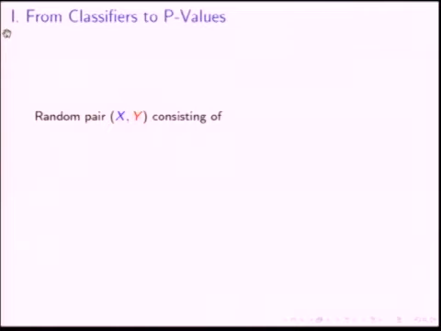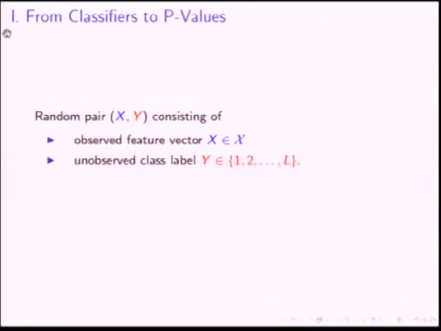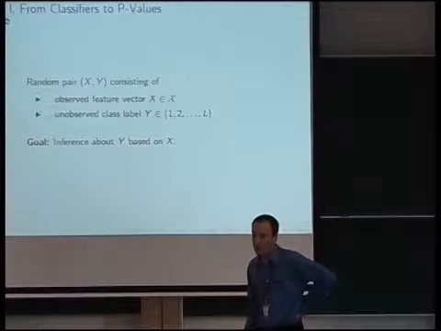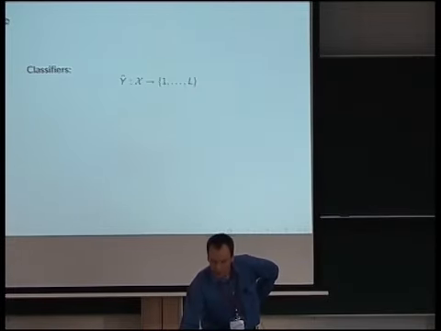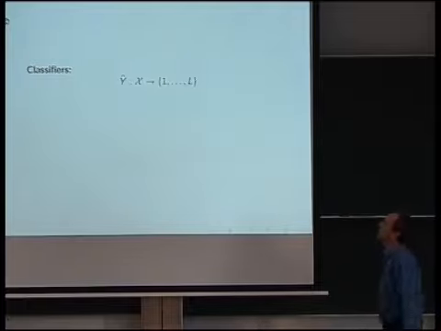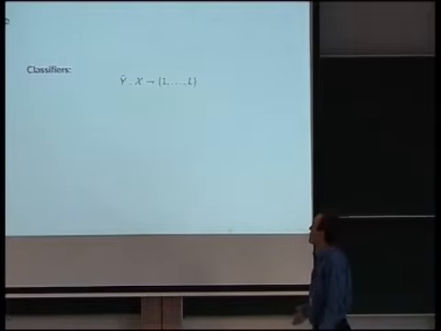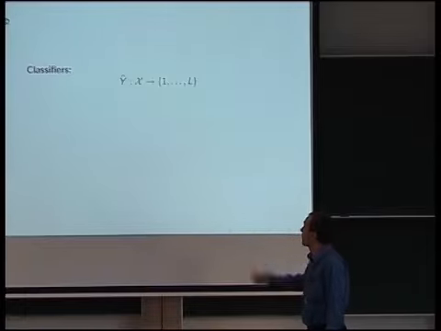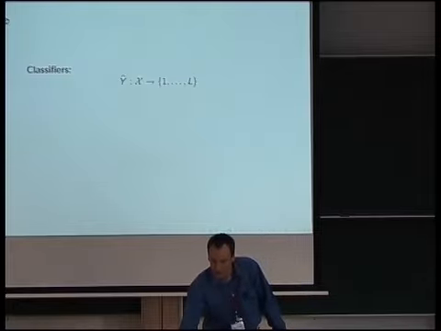Okay, so first, from classifiers to p-values, let me briefly recall some concepts. You have a random pair x and y consisting of an observed feature vector x and an unobserved class label y. I'm thinking about capital L possible classes. The goal is to make inference about this class membership y based on the feature vector x. A classifier, in the simple setting where you know the joint distribution, is just a point estimator or predictor. It's a mapping y hat from the feature space into the space of class labels.